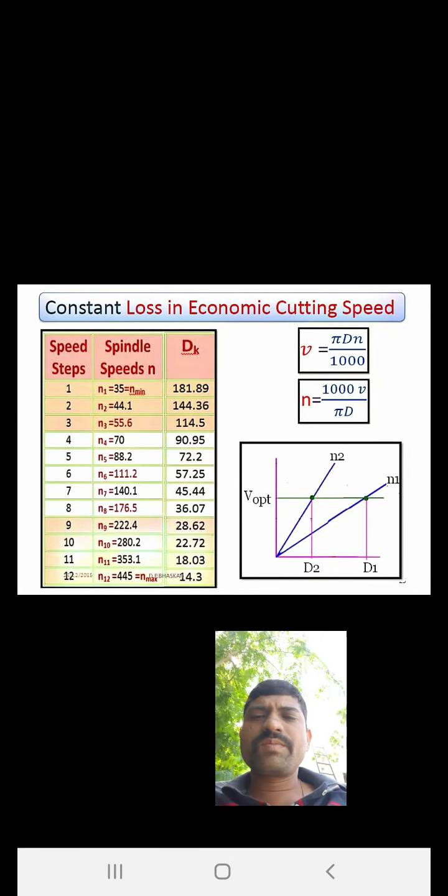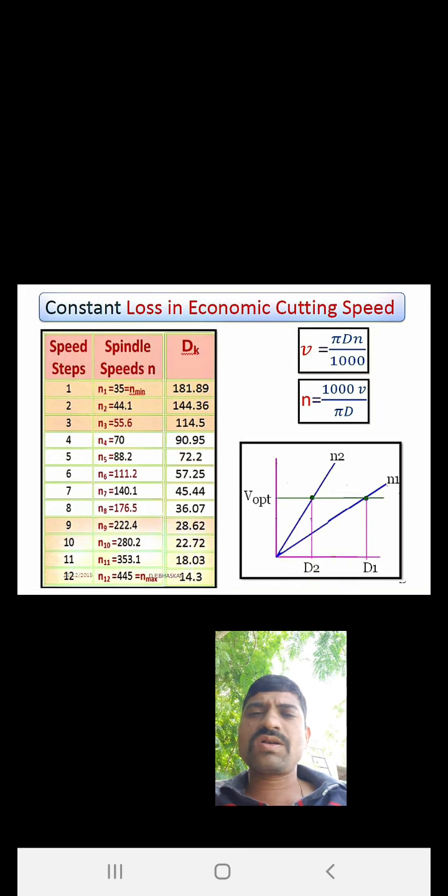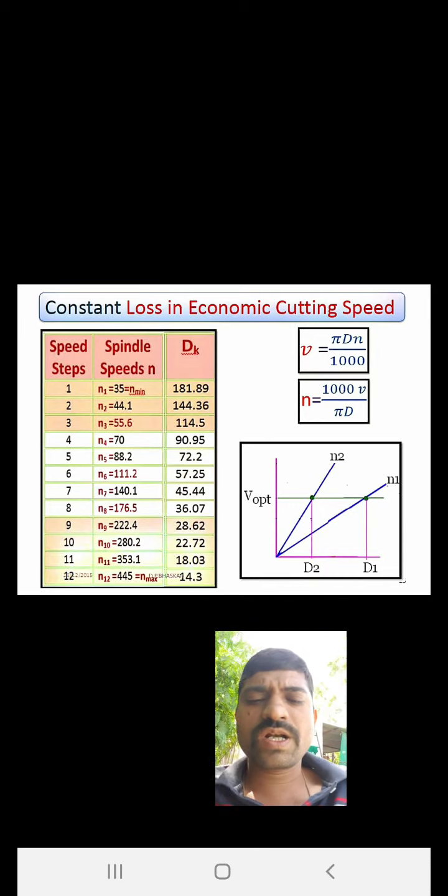Then the next important part is the advantages of the geometric progression law. We have seen there are 2 advantages. There is a constant loss of economic cutting speed in the total speed range, okay. This advantage we have seen, and the second is a better design gearbox feature in the geometric progression law.